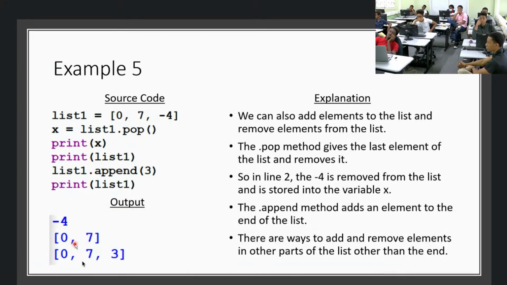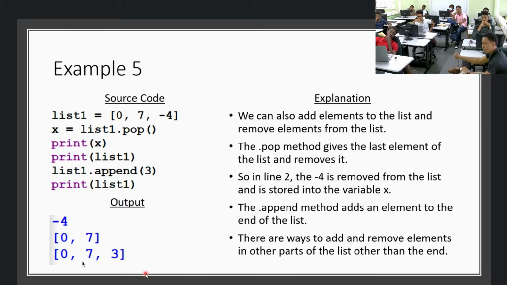So that's another function. We have list 1 dot append. So we said list 1 dot append and we pass the number inside of our dot append function. So now when I printed out list 1, I saw that my list is now 0, 7 and 3. So you add in the place of the pop. So our dot append function adds an element to the end of our list.